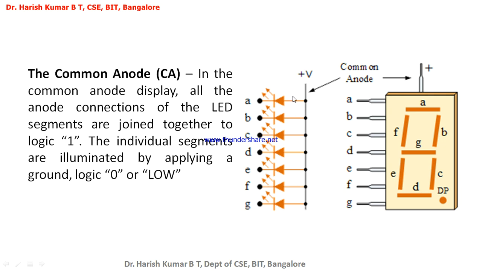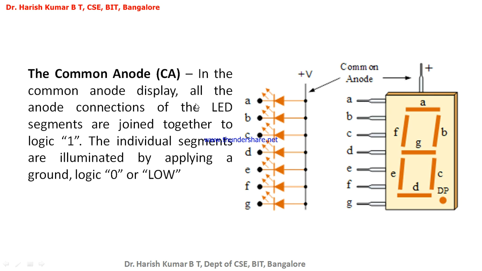Similarly, the other type is common anode. You can observe here the anode terminals of all the LEDs are connected together commonly and given to the plus voltage. That means you have to give the positive voltage supply here, and to make any of the LEDs glow you have to supply logic zero to the individual terminals. Since this is already connected to the positive supply, if you want to make any LED glow in common anode mode, you have to apply logic 0. That is what is written here.